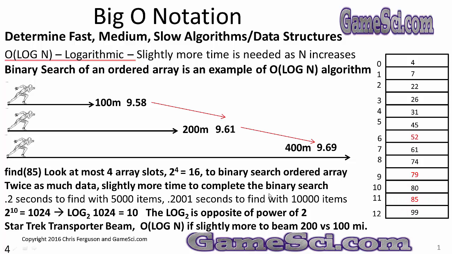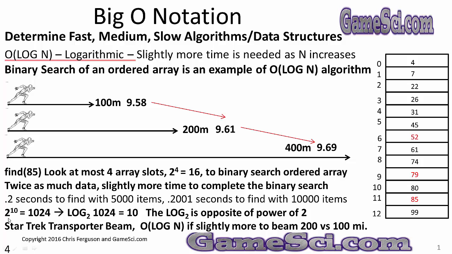It'll take slightly longer if my data size increases. If it took 0.2 seconds to find the item within 5,000, then it's going to take 0.2001 seconds to find the item within 10,000. My data size increased. The time it took to find my data increased, but it only increases slightly. Now, to understand why this is, you've got to understand power of 2 arithmetic. If I double the size of my array, that just means I have to look at one more item. It'll take slightly longer, but not much longer.